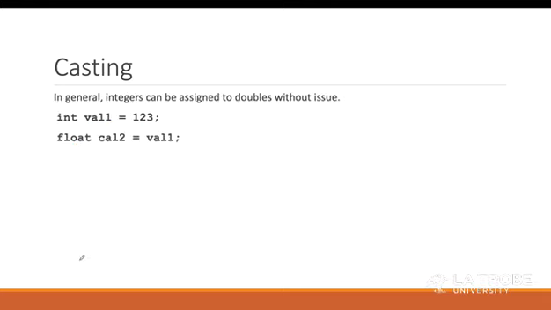Now integers can be assigned to doubles without an issue. So you can just say that you have declared an integer variable called value a and assigned the value of 123, and then you are declaring another float saying float cal2, and you are assigning that value 1 to cal2, which is totally fine, and it will work without any issue.